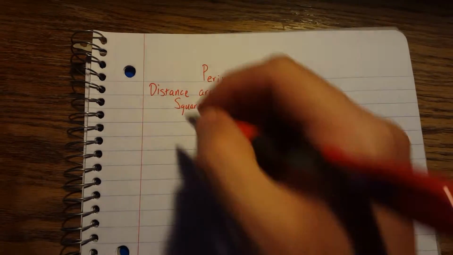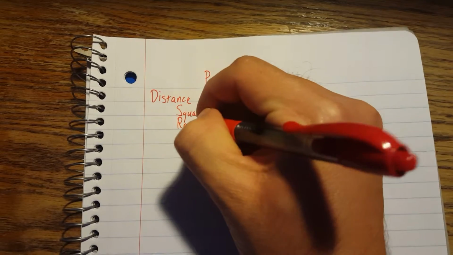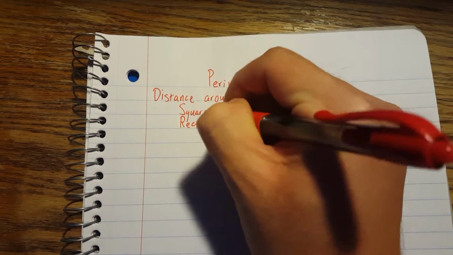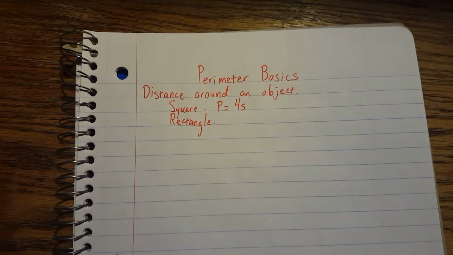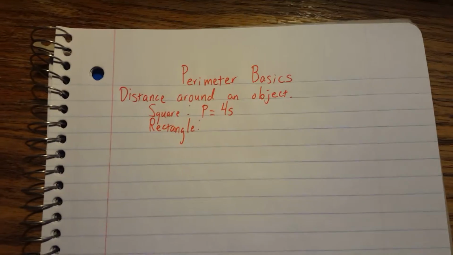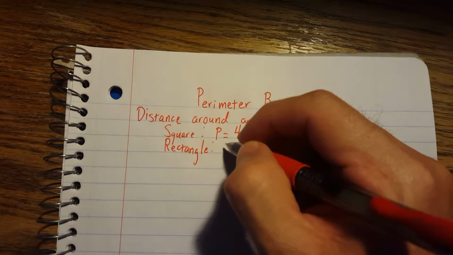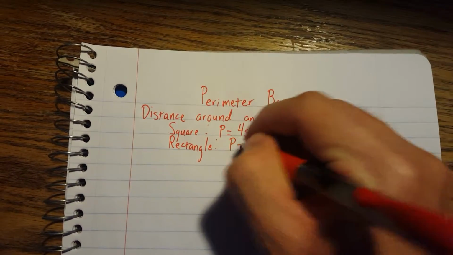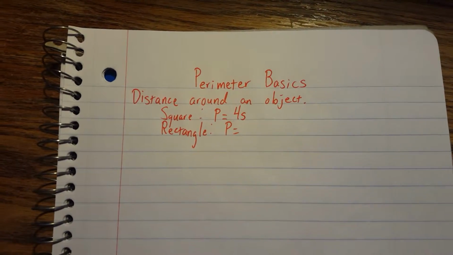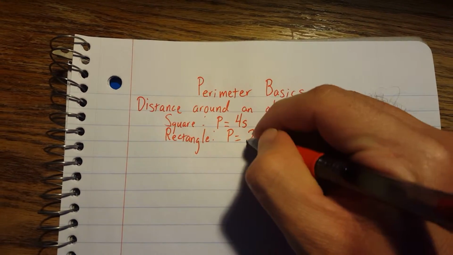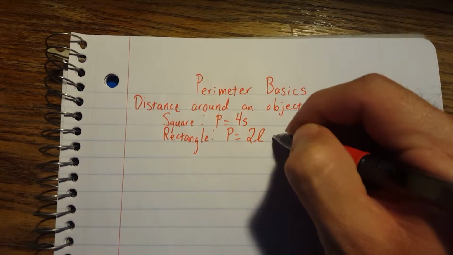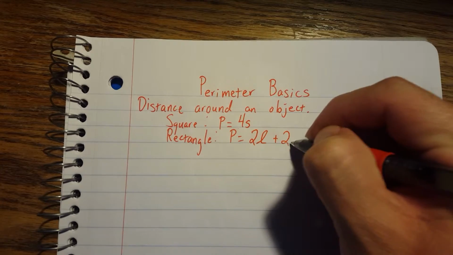Now, for a rectangle, pretty similar idea, and perimeter really has a similar idea for any shape that you're doing. They just go about it in a slightly different way. The formula looks different, but you're doing the same thing. Okay, perimeter of a rectangle is 2 times the length, and you add that on to 2 times the width.